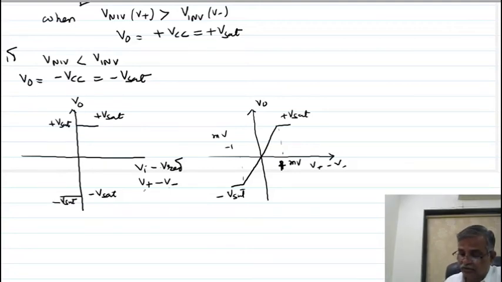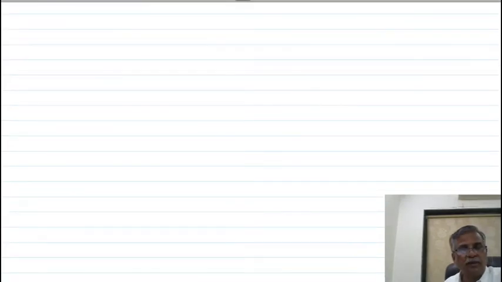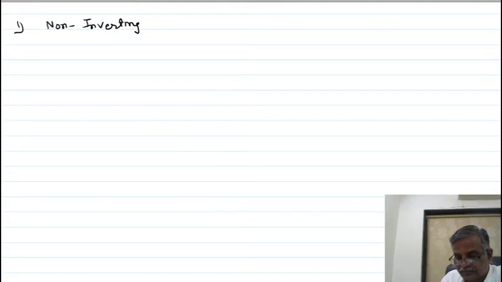There are two types of op-amp comparator. One, non-inverting comparator, and second, inverting comparator.